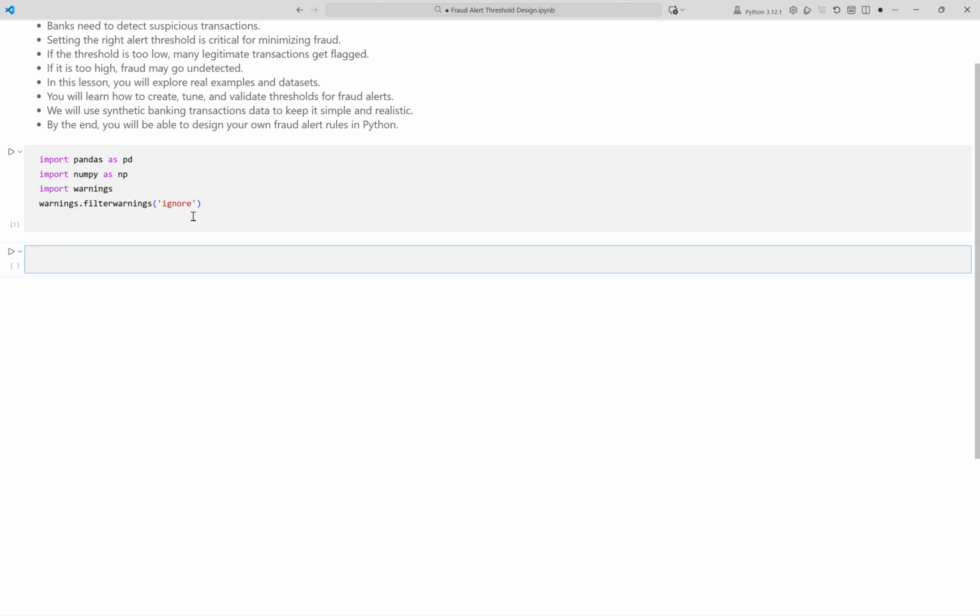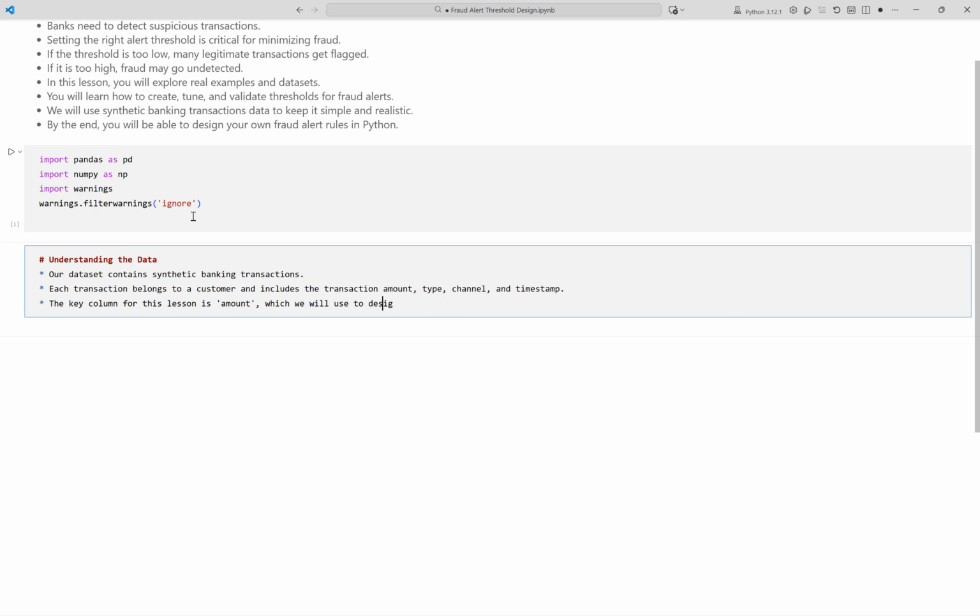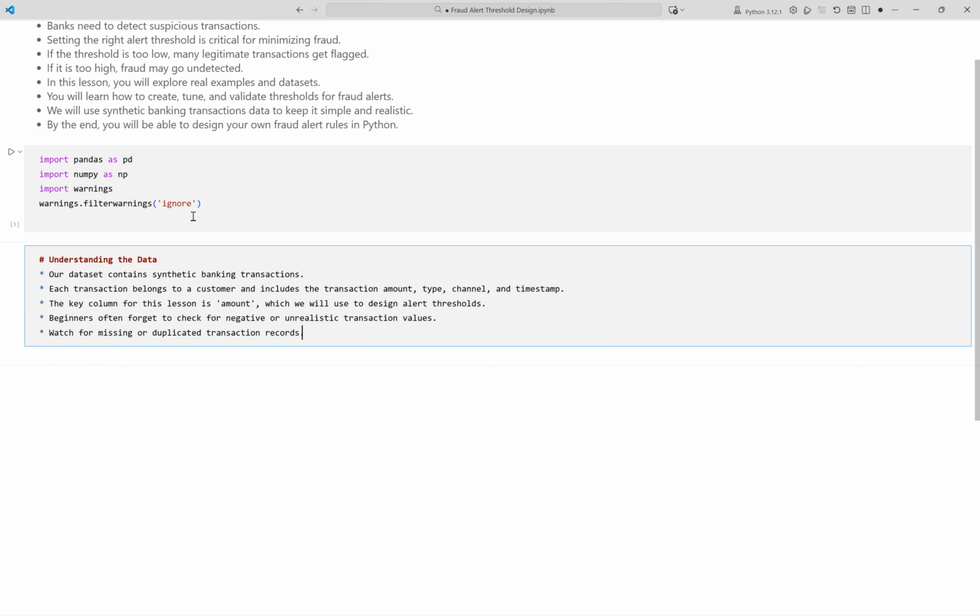Understanding the data. Our dataset contains synthetic banking transactions. Each transaction belongs to a customer and includes the transaction amount, type, channel, and timestamp. The key column for this lesson is amount, which we will use to design alert thresholds. Beginners often forget to check for negative or unrealistic transaction values. Watch for missing or duplicated transaction records. Running the cell now.